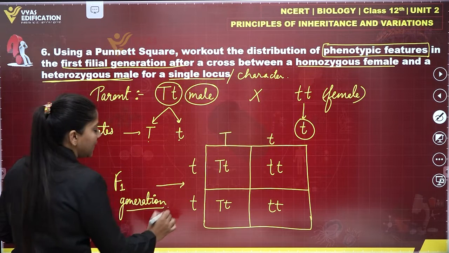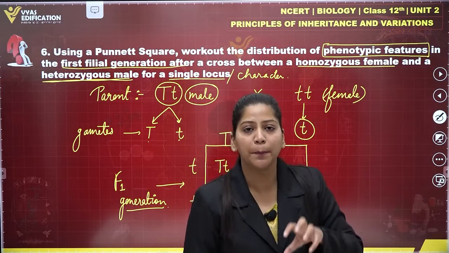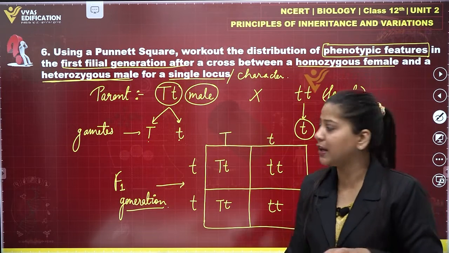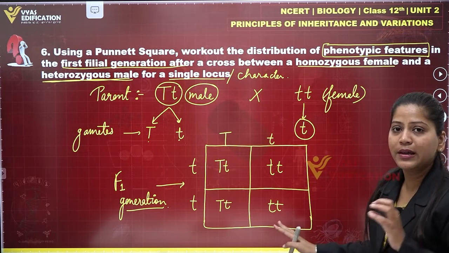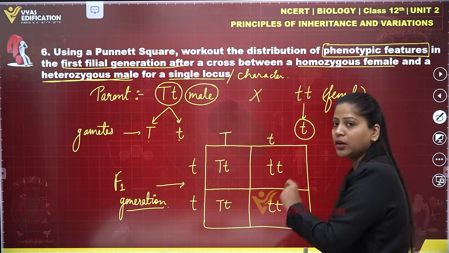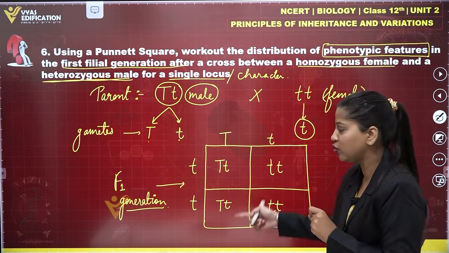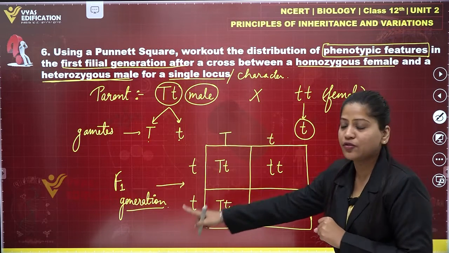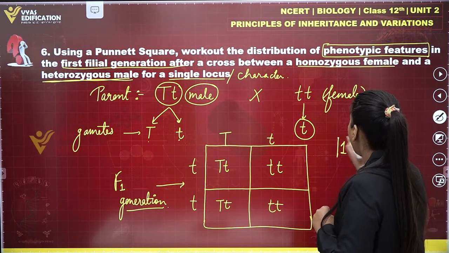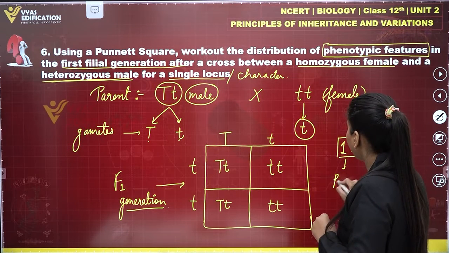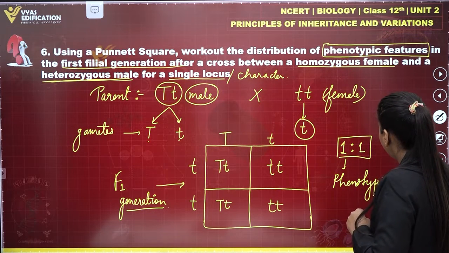According to the question we have to find the phenotypic ratio in the F1 generation only. So from this Punnett square we can conclude that the phenotypic ratio, we are not talking about the genotypic ratio, in the F1 generation we are obtaining as 1:1. So 1:1 is the phenotypic ratio of the F1 generation.